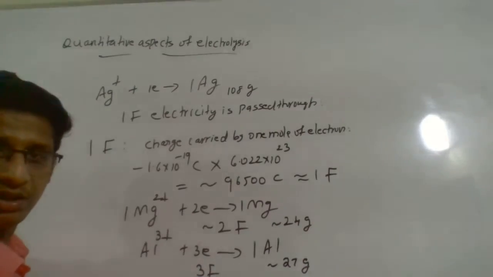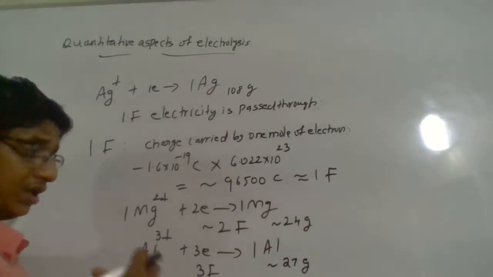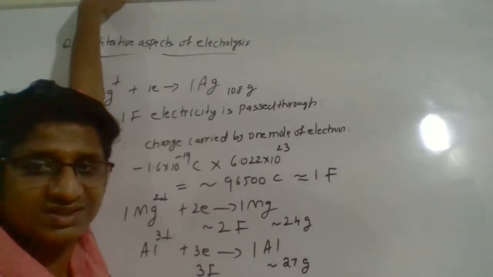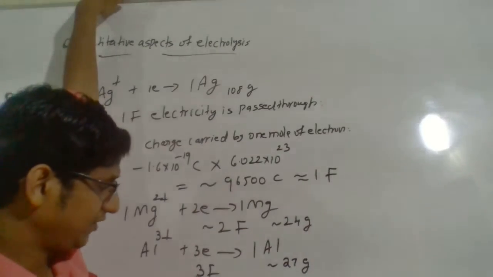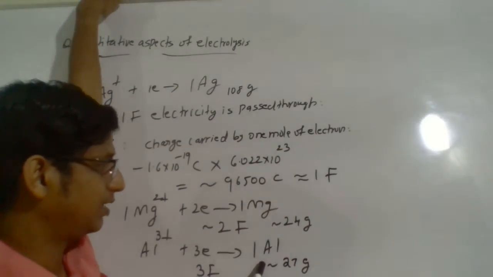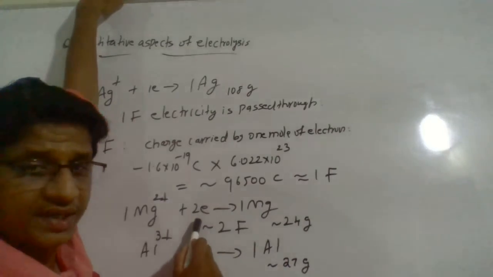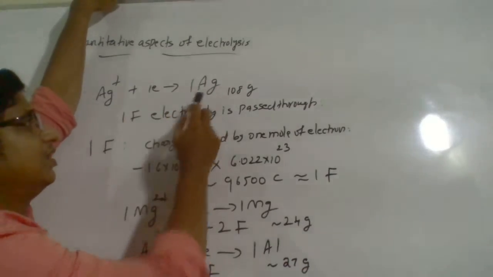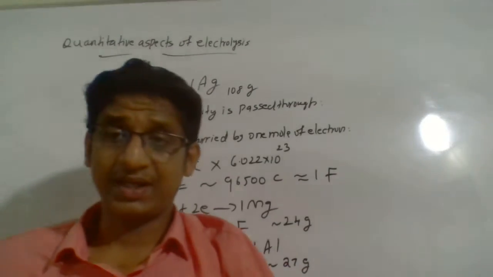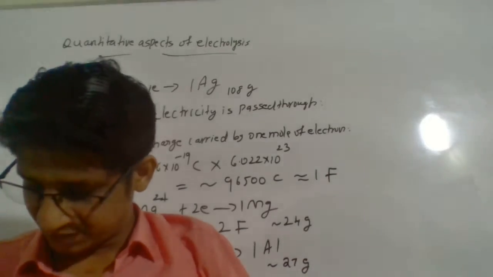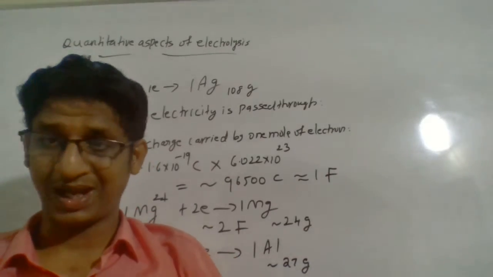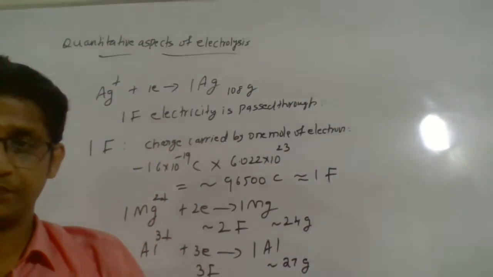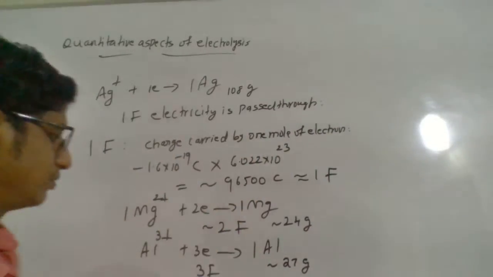So having these examples, we can understand that the amount of substance deposited is always proportional to the quantity of electricity passed through it. If you pass 3 farad of electricity, 1 mole of aluminium is deposited. If you pass 2 farad electricity, 1 mole of magnesium is deposited. If you pass 1 farad electricity, 1 mole of silver is deposited. That's a very important relationship between the amount of electricity passed through an electrolyte and the substance that gets deposited. So let us do one problem related to this.